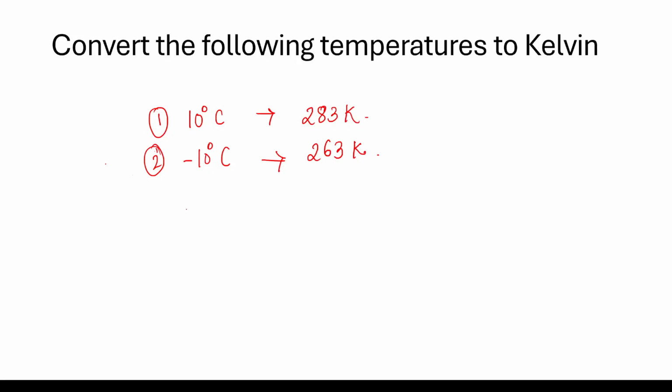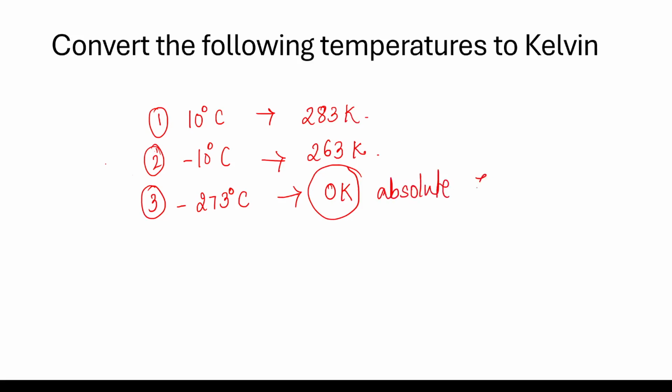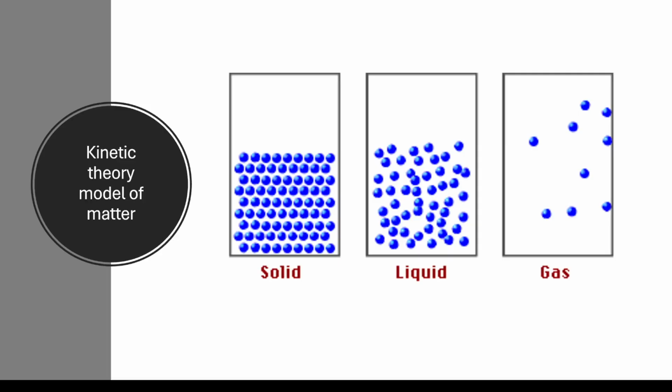The lowest known recorded temperature is minus 273 degrees Celsius, which becomes 0 Kelvin. This is called absolute zero. Absolute zero is the lowest possible temperature, theoretically, a theoretical temperature till date. So absolute zero is minus 273 degrees Celsius or 0 Kelvin.